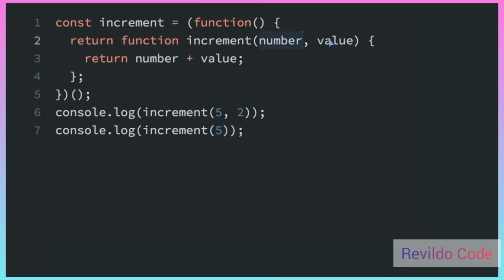So here are the numbers we're passing in, a number and a value. So we just have to put value equals 1. So now, if a value isn't passed in, it will be set to 1 automatically. But if it is passed in, it will be set to whatever's passed in. So if we run this, we can look on the console. We have 7 for this first one and 6 for the second.